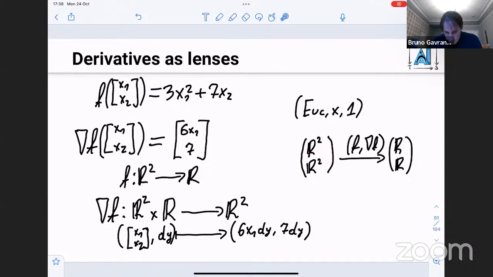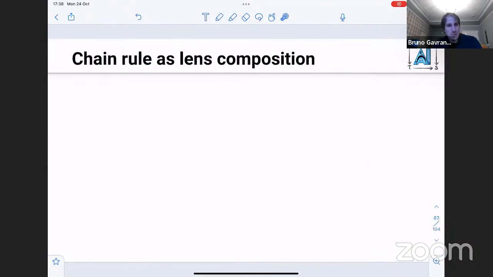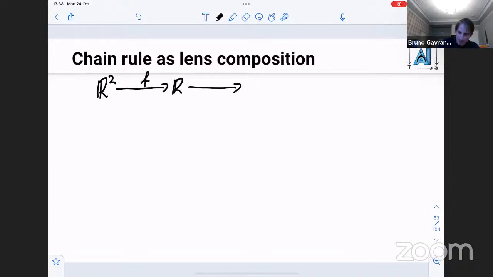Now you might wonder what is the purpose of modeling like this? But it magically turns out that the chain rule arises as a composition of lenses. This is something that I had a hard time believing myself. But if I give you a function f, which I've defined before, and if I give you another function, let's say cosine, so both of these could be lenses.